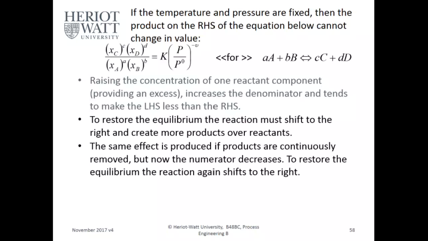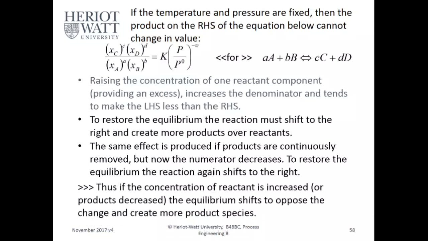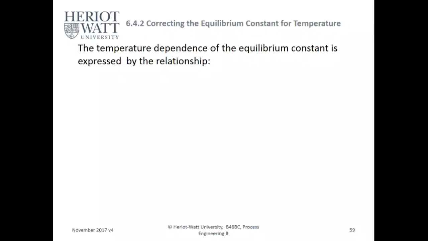So this is how continuous processes are produced. If you're continuously producing something, you remove your product as it's being produced to make sure that your system doesn't reach equilibrium. Because as soon as it reaches equilibrium, you have no reaction anymore, and you want to constantly produce products. Hence, if the concentration of reactant is increased or product decreased, the equilibrium shifts to oppose the change and create more product species. The temperature dependence of the equilibrium constant is expressed by this relationship.